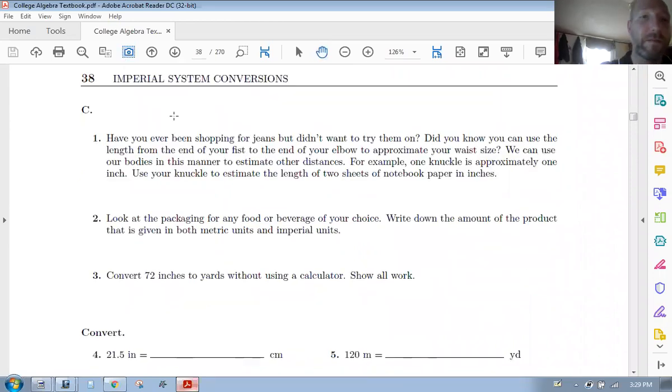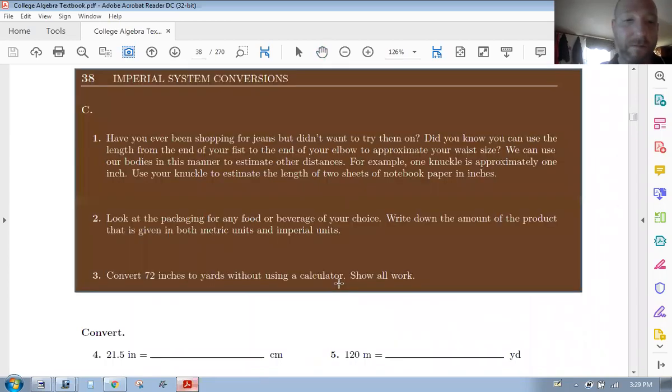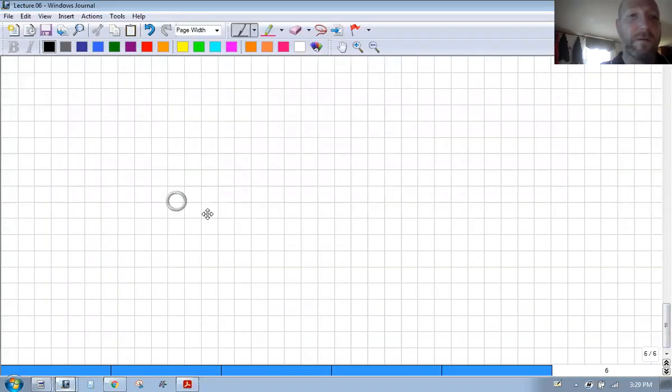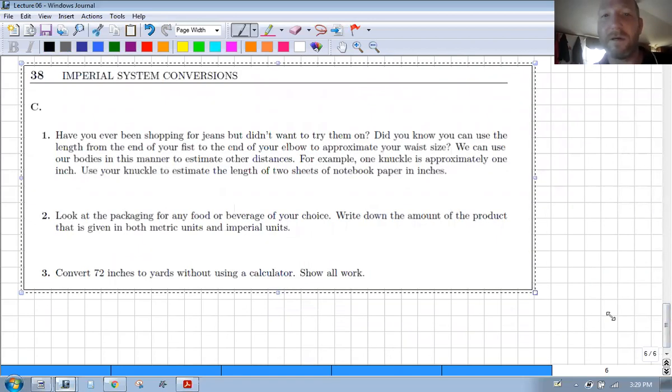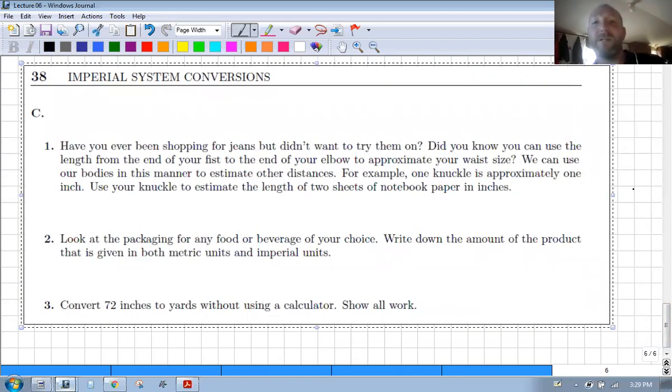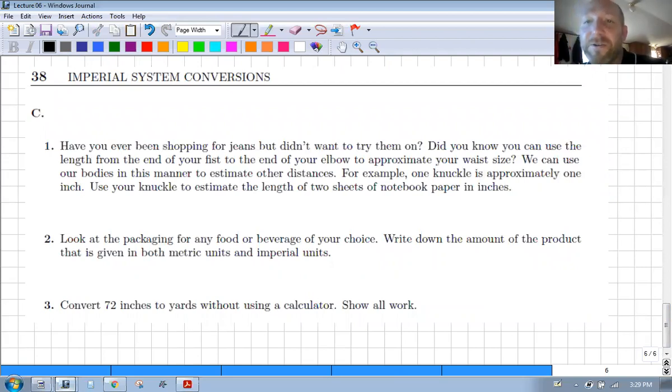Okay, let's see what we can do here. All right, have you ever been shopping for jeans but didn't want to try them on? Did you know you can use the length from the end of your fist to the end of your elbow to approximate your waist size? I did not know that. We can use our bodies in this manner to estimate other distances. For example, 1 knuckle is approximately 1 inch.